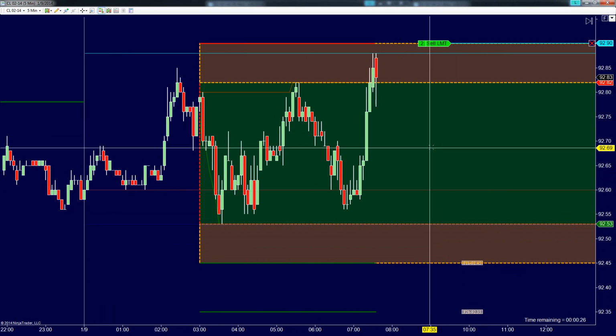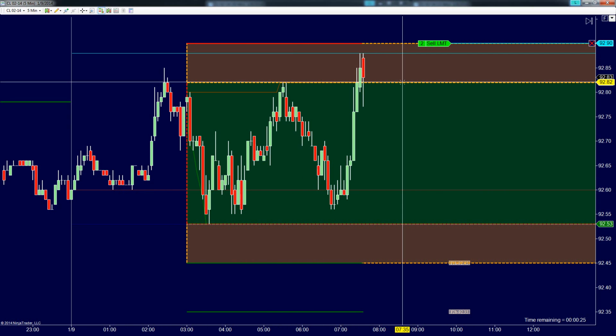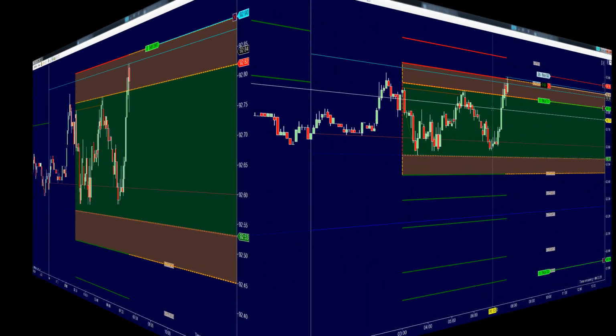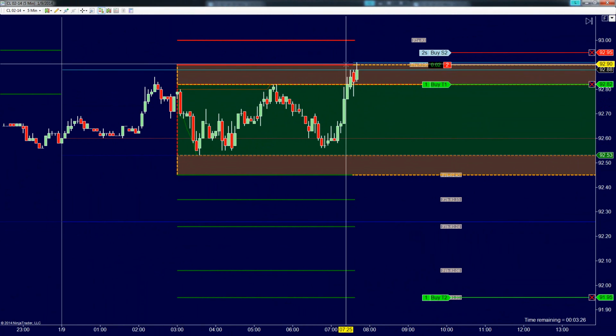So right now we're just waiting to get our fill, and again, we'll place our first target right now at 92.82, and then we'll just look to trail the rest of it down. So we'll come back when we get a fill, or if we get a fill, and we'll see how we do. All right, we just got our fill up at 92.90.